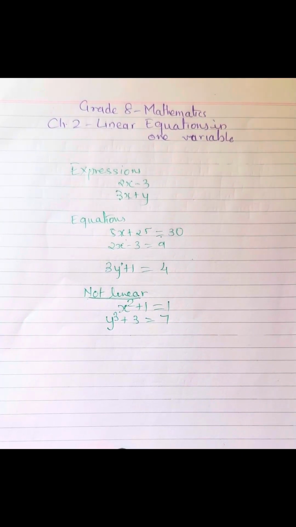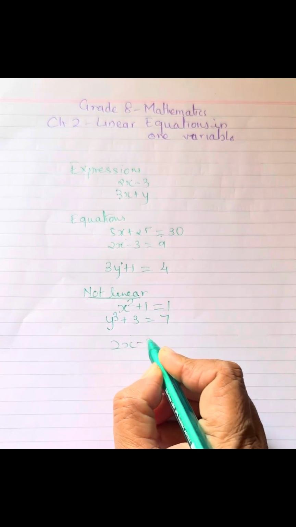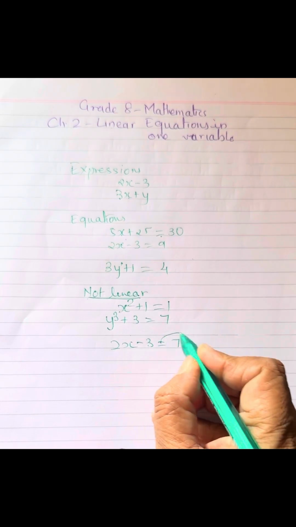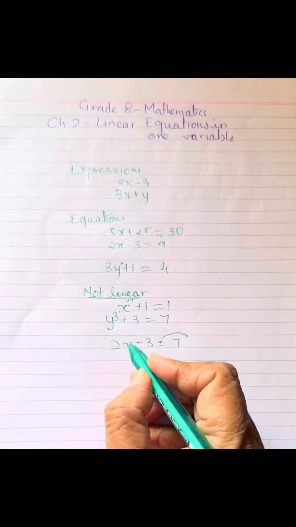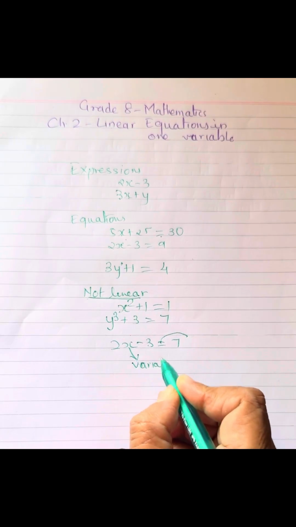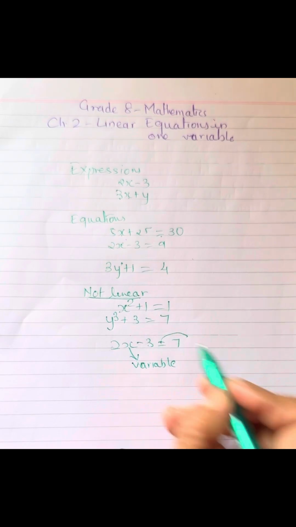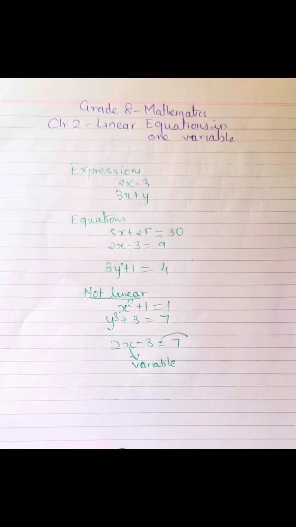So what is important in a linear equation? If we take one example, 2x minus 3 is equal to 7, there should be an equal to sign. That is important. Then the variable with power 1, and these are the constants. 2, 3 and 7 are the constants. So this is a linear equation with one variable.